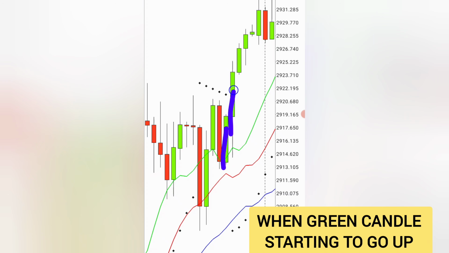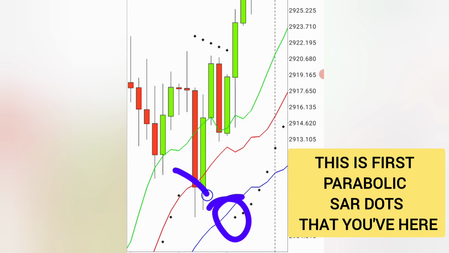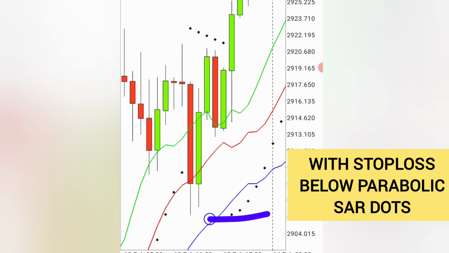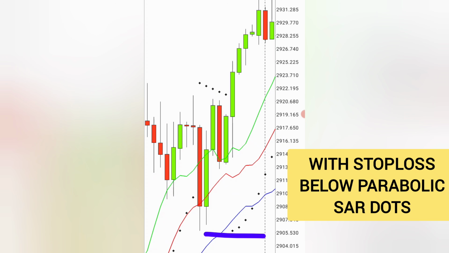Now when the green candles start to go up, you can see this is the first Parabolic SAR dots that you have down here, which means the entry will be when this actual candle is going up. You enter exactly right here with the stop loss just below this Parabolic SAR dot.